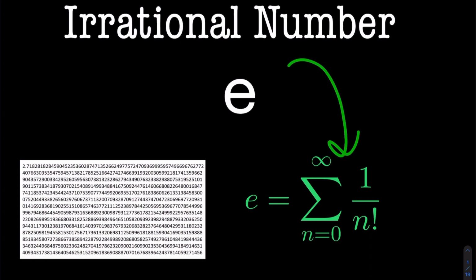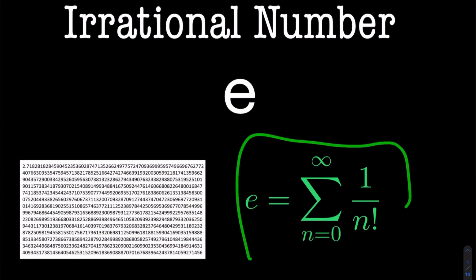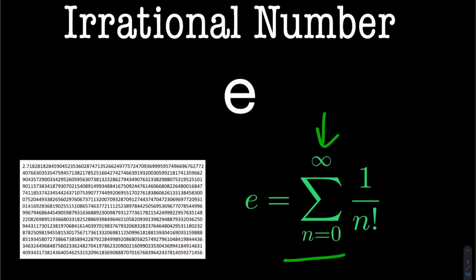To the right-hand side here, I just have one representation of e. e can be expressed as the summation, as n goes from 0 to infinity, of 1 over n factorial. We'll leave that proof for another lesson.